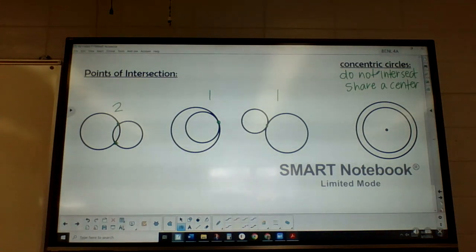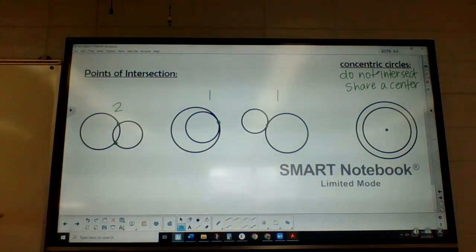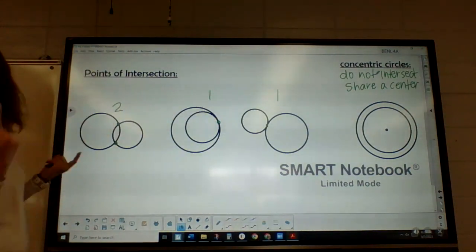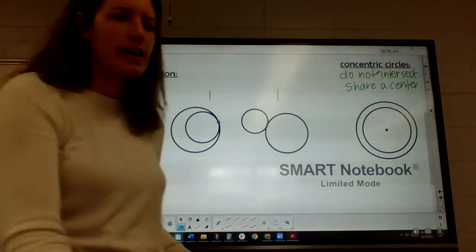So if they share a center, it's okay to say that they just don't intersect. Or you could also say this circle and that one don't intersect either. Obviously, there could just be circles that don't cross. It's okay for that to be the case.